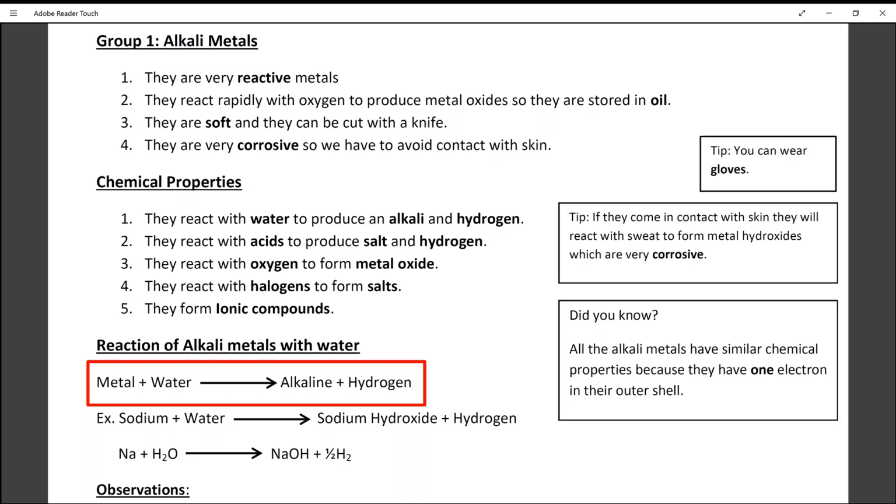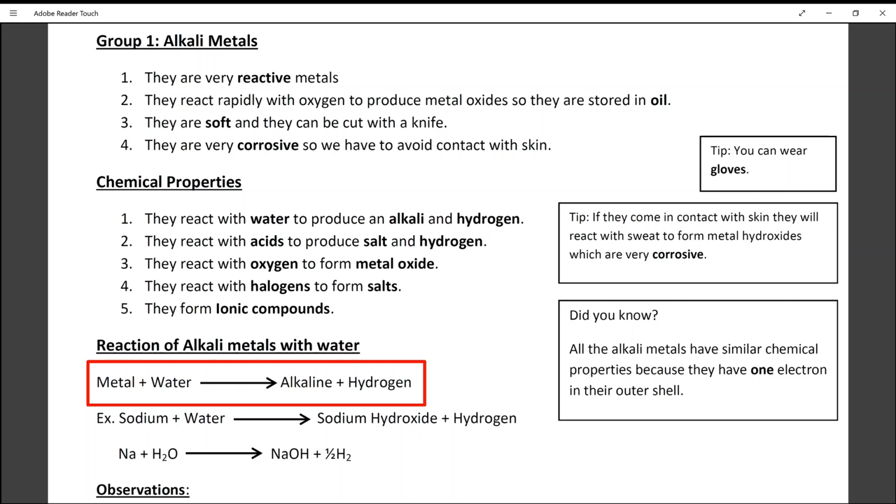The chemical properties of the alkali metals. They react with water to produce an alkali and hydrogen. The reason we say they are corrosive, so we cannot touch them, is that when we touch them, they react with sweat on our skin, on our hand, for example. The sweat is mainly composed of water, so they will react with the water, and that's why we say they are corrosive. They react with acids to produce salt and hydrogen.